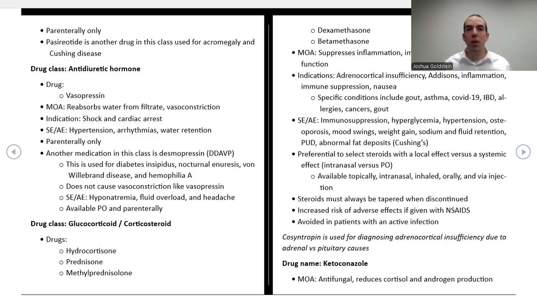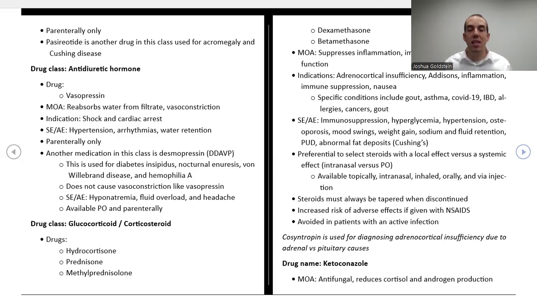Remember, for every single one of these on the list, you have to understand how you need to educate your patient. Immunosuppression, you need to educate them to stay away from people that are sick or take extra precautions or report if they get a fever. For hyperglycemia, you need to educate them that they may need to lower the sugar in their diet or increase their insulin if they're diabetic.